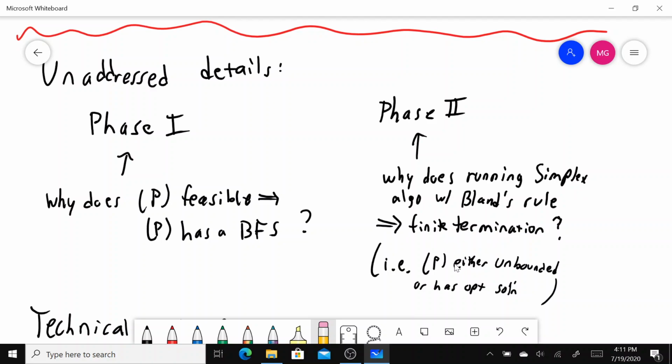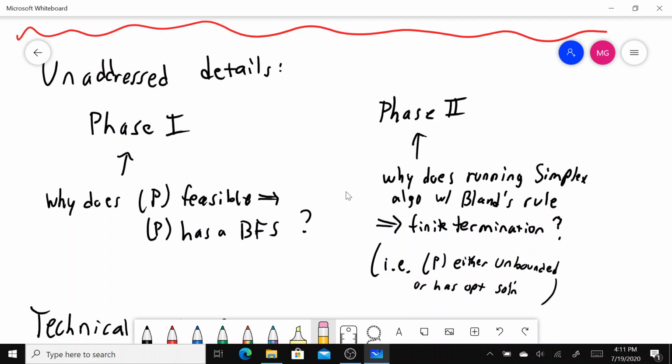Or in other words, there are two corner cases that you eventually go down one of, which would tell you either your program P is unbounded or it has an optimal solution. There are no other outcomes that can occur, it'll definitely go into one of those two pre-specified cases. And that's what we're assuming. We're assuming that the simplex algorithm with Bland's rule automatically implies that one of these two conditions will come out.